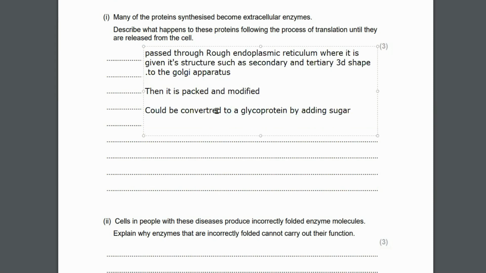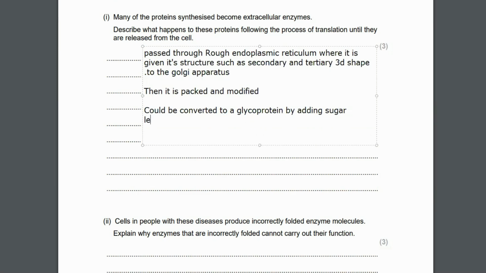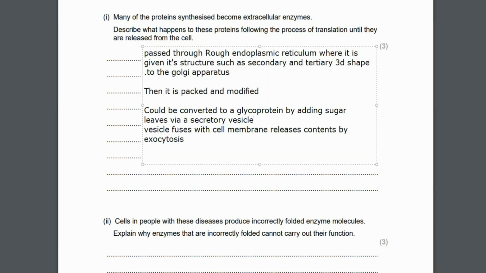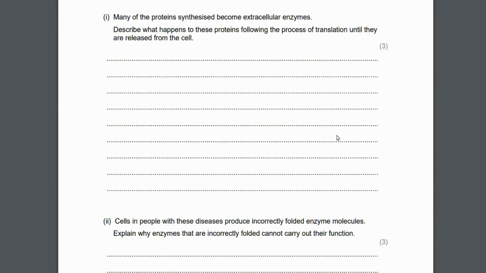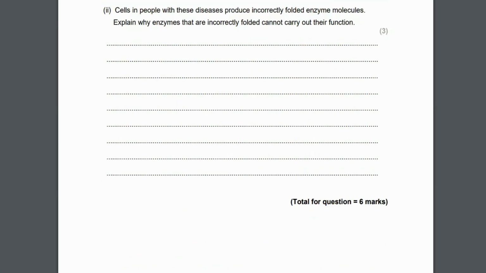This could include adding a sugar or a carbohydrate, you could call it, or a glucose molecule to make a glycoprotein. Okay, you could add a lipid to make lipoproteins. And then it leaves via a secretory vesicle. That secretory vesicle, if they're talking about extracellular proteins, if they mention that, they're giving you a hint that they want you to say, hey, the vesicle fuses with the membrane and releases the contents by exocytosis. And this question said, how's it released from the cell? So that's always worth putting.